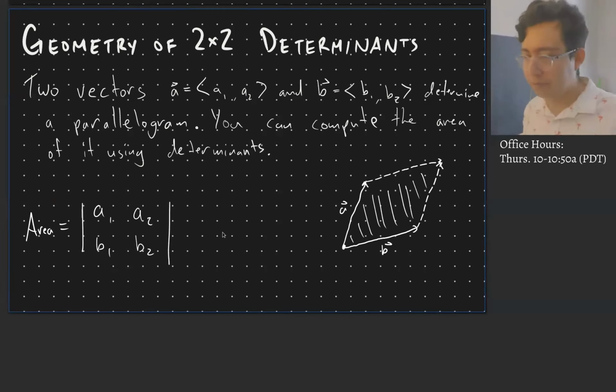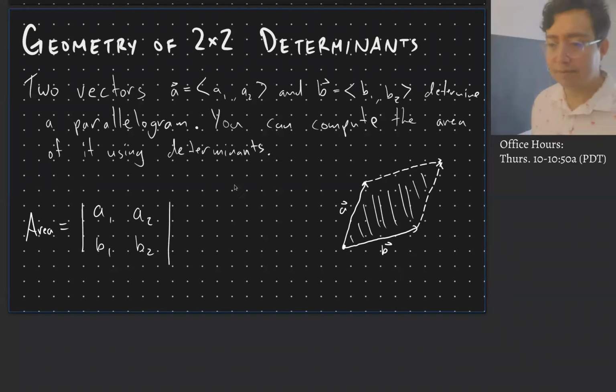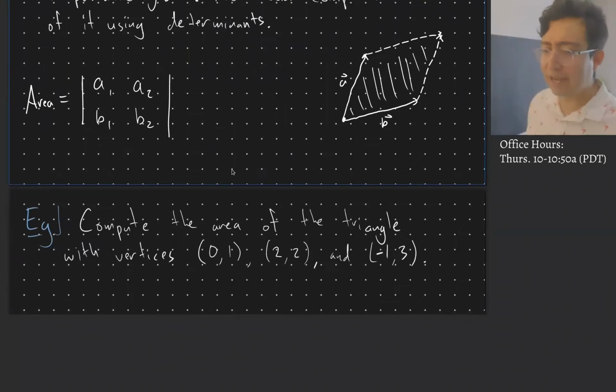And there's something to be said, and we'll talk a little bit more about this when we get to cross products, about the order in which you put these. The sign you get is determined by the geometry of this. Okay. Cool. So let's see this in action.